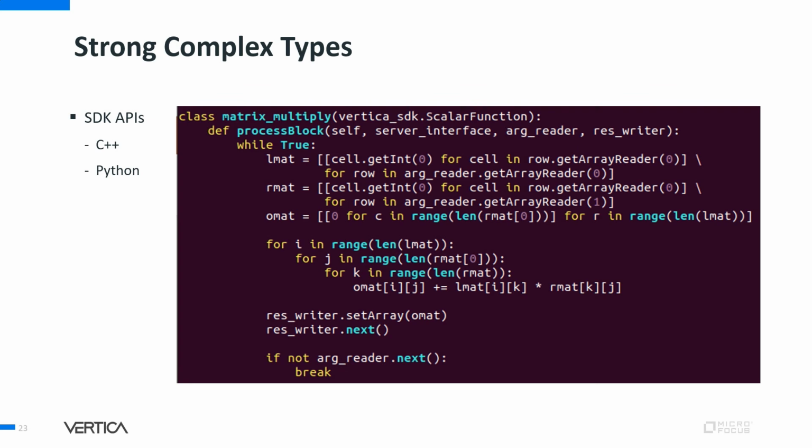Strong complex types are also well supported by Vertica's SDK. We've built support for complex types into our C++ and Python APIs so that you can write all kinds of custom functions to operate on complex data. The example here is a matrix multiplication function written in Python to process two-dimensional arrays of integers.